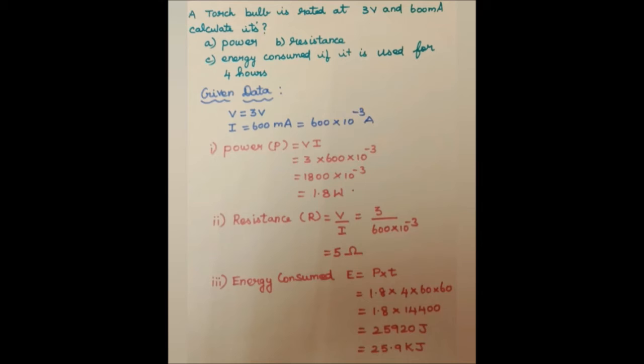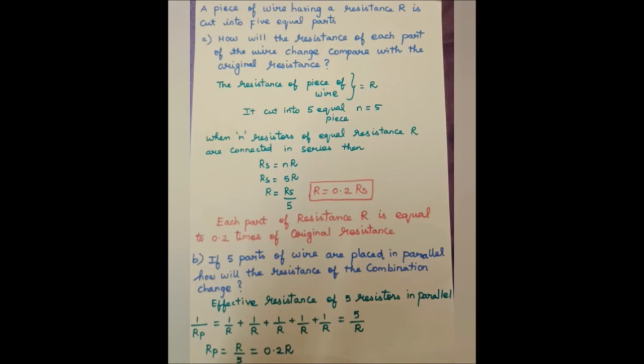Therefore 1.8 into 14,400. That should be equal to 25,920 joule. We have to convert it into kilojoule. So divided by 1000. Finally, we get the answer 25.9 kilojoule as energy.